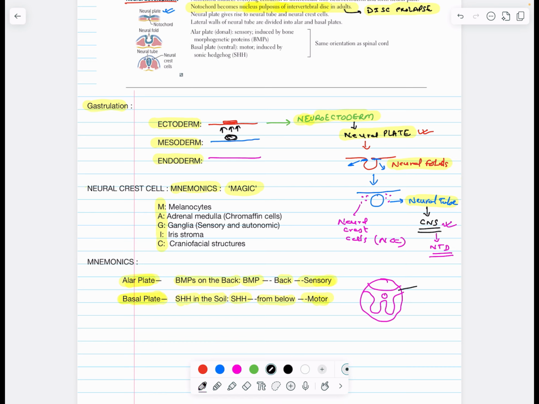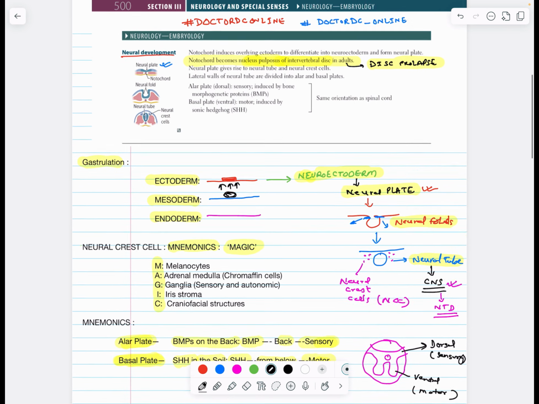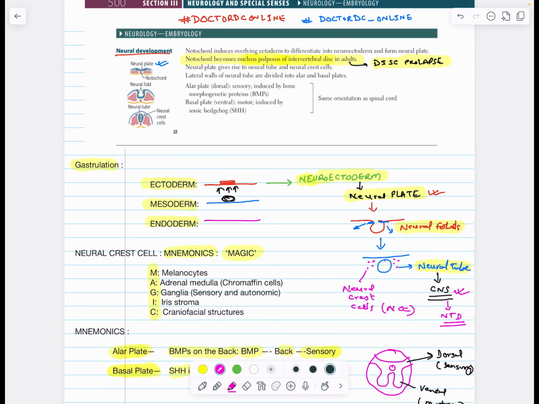So let's review the main key points. First, the notochord induces neuroectoderm and the neural plate. The neural plate folds into the neural tube and neural crest cells. The neural tube, of course, ultimately becomes the CNS, and the neural crest becomes the PNS and other tissues.